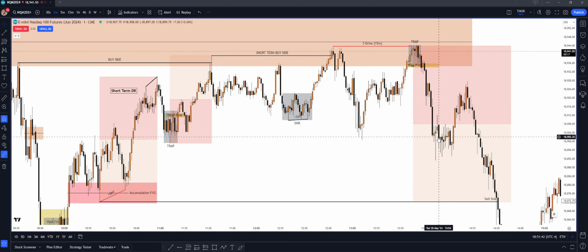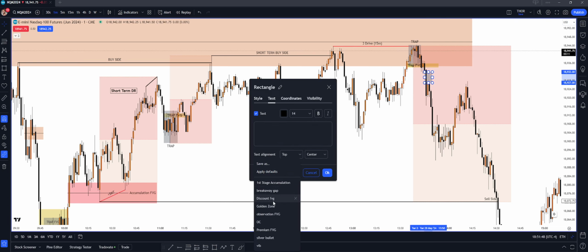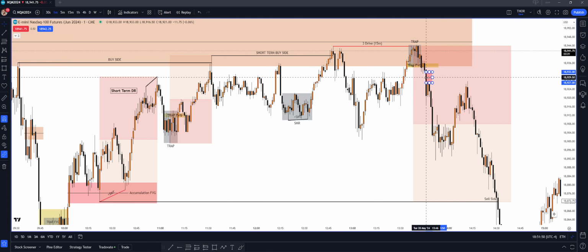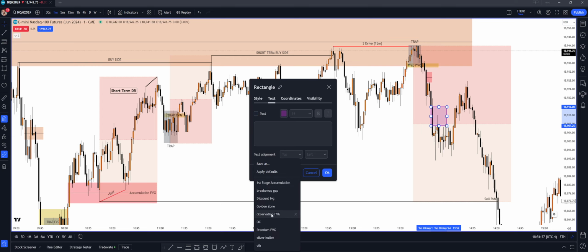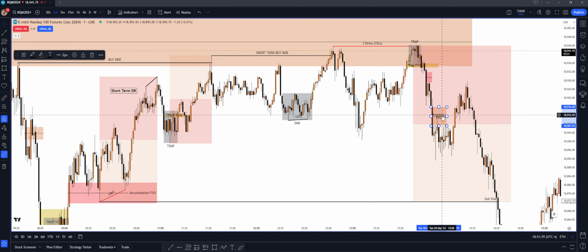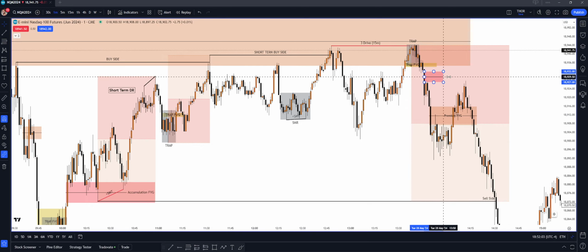So it broke down, fair value gap here. I'm going to annotate all the fair value gaps so you guys can see it too. Then there's this one, which got inverted. This is the premium fair value gap though. Oopsie. Premium FVG got inverted, touched all the way up here.